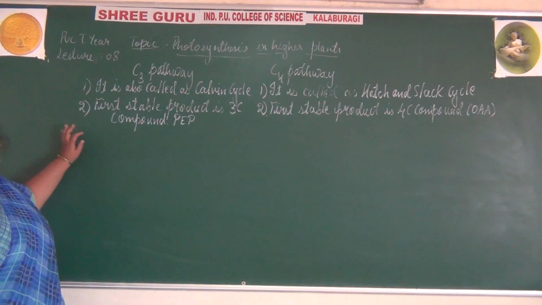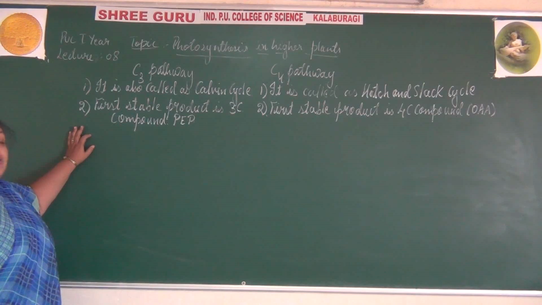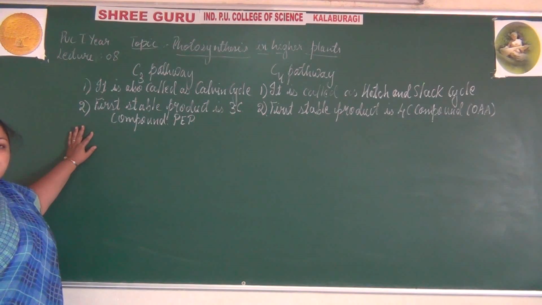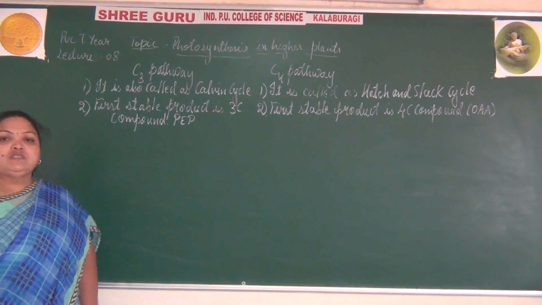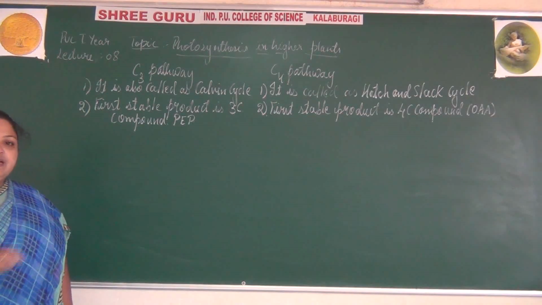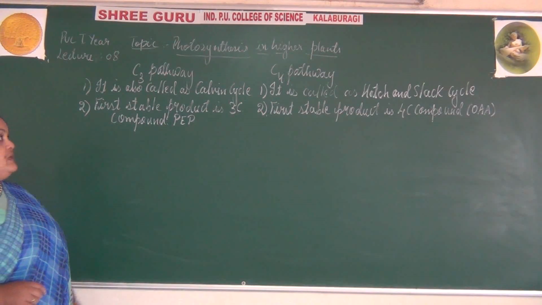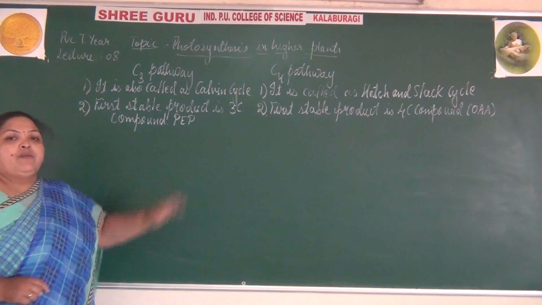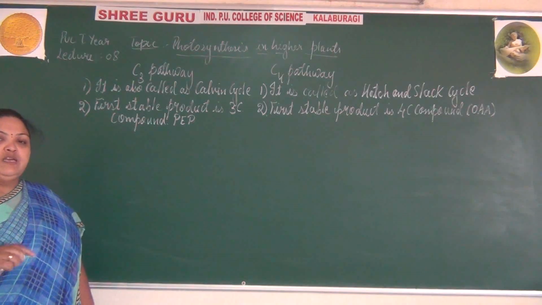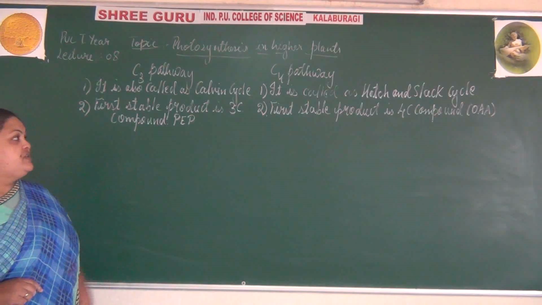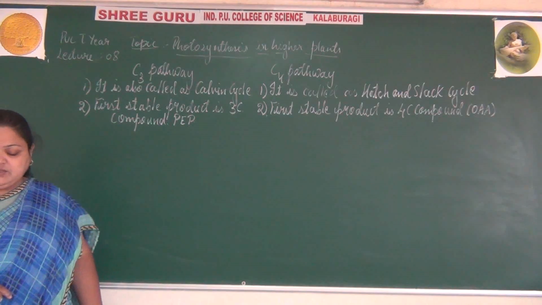Then, the fixation of carbon dioxide. Which is the molecule or component that helps in fixation of carbon dioxide? In both the processes carboxylation occurs, that is, fixation of carbon dioxide occurs. But what happens in C3 and what happens in C4? Which is the molecule that is responsible for the fixation of carbon dioxide?